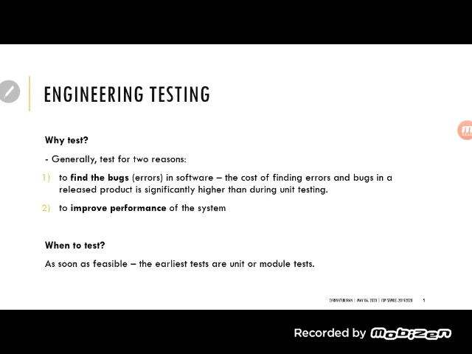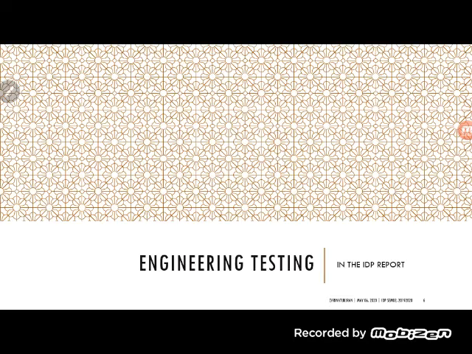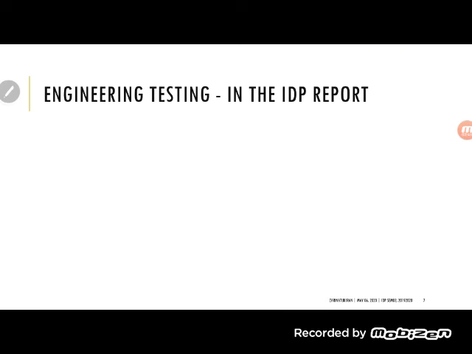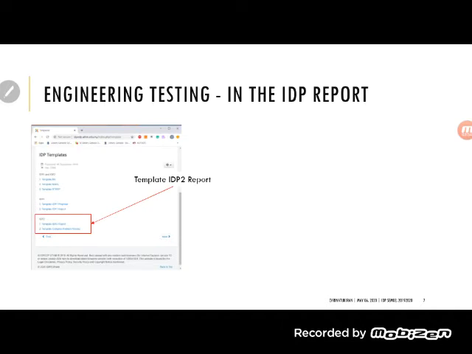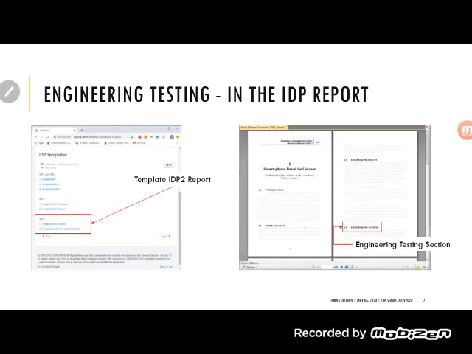So where is the testing in the IDP report? Okay, when you download the template IDP2 report and open it, you will find the engineering testing section, this one, right after the topic of engineering design.